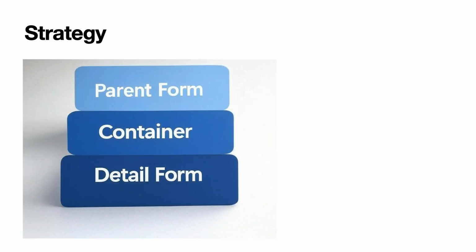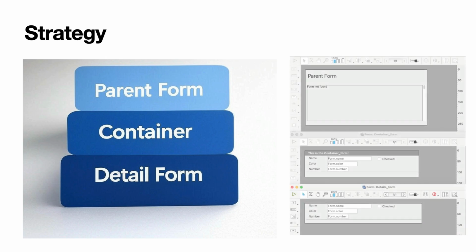The basic strategy involves three forms. The parent form is the one you probably already have. It's the one you want the scrolling list to appear on. The container form has one purpose, and that is to be the object all the subforms appear in. The detail form is the form for each element of data. The data can be an entity selection or a collection.